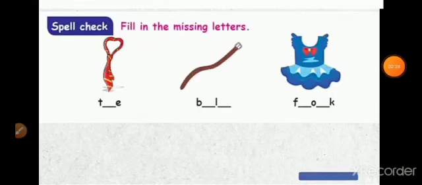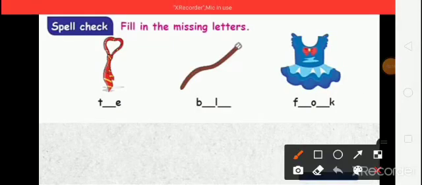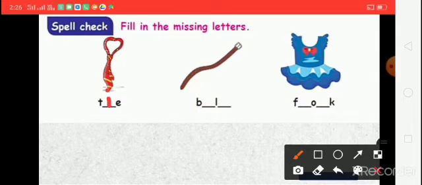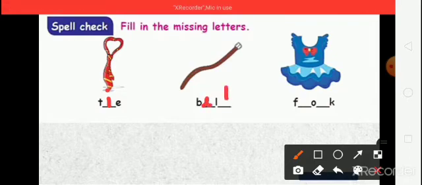Next, fill in the missing letters. What is the picture? Tie. What is the spelling? T-I-E, tie. Here you write the I spelling. Next one, belt. What is the spelling? B-E-L-T, belt. Next one, frog. F-R-O-G, frog.